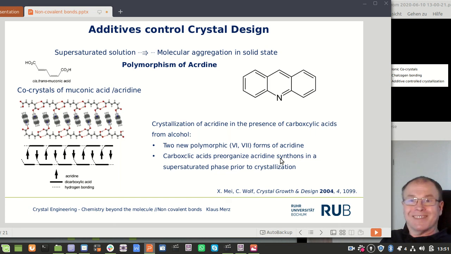That's it. As I said, crystal engineering, a broad field, different techniques, different parameters, different energies, different bonding can be used to design desired crystals.